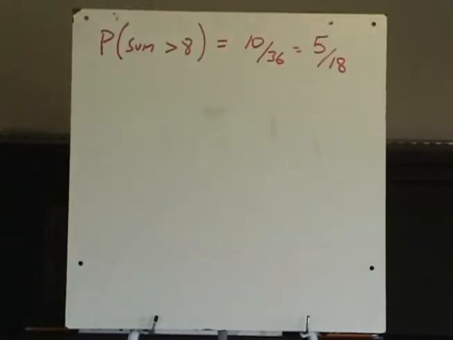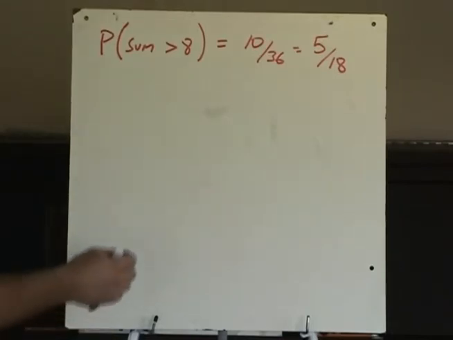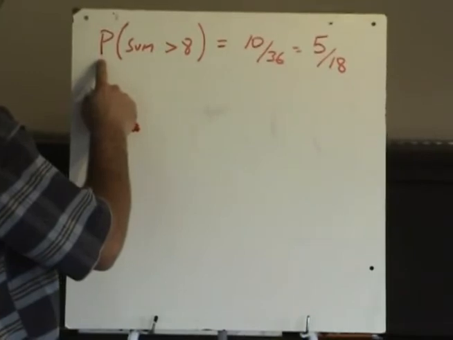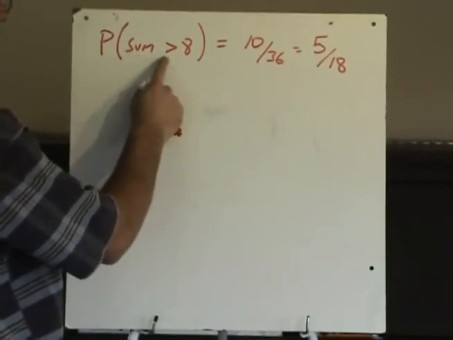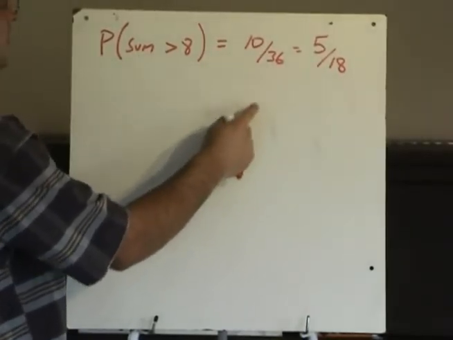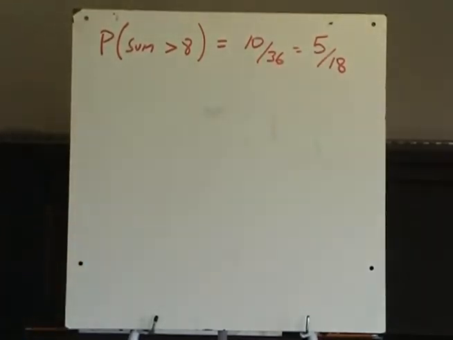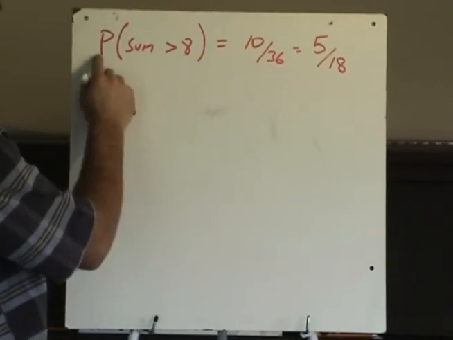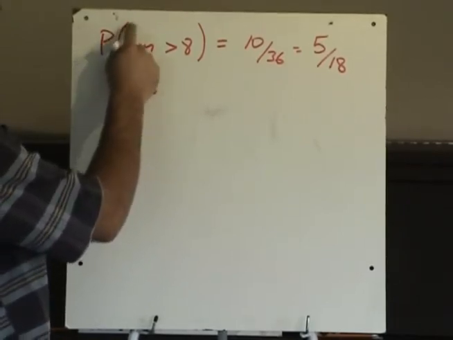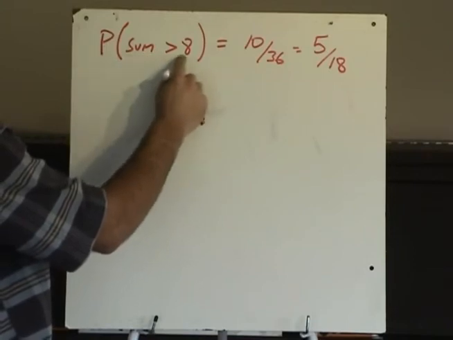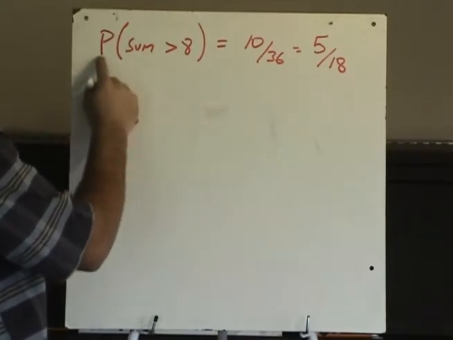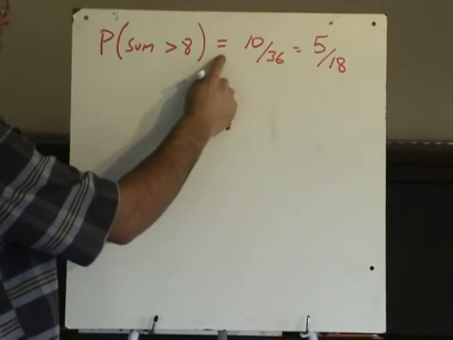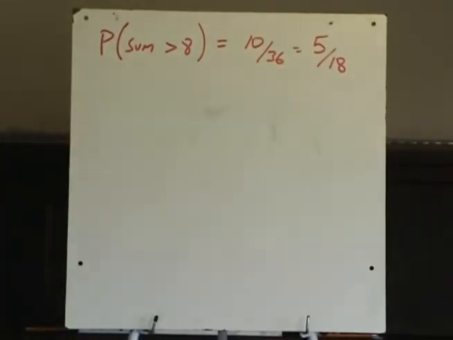Now in that last example we looked at, we determined that when we rolled 2 dice, the probability of getting a sum greater than 8 was 10 out of 36, which we reduced to 5 out of 18. Notice the notation here. This is a nice short way of writing probabilities. You write P for probability, with brackets around the probability that we want. So the probability that the sum was greater than 8 equaled 5 out of 18.